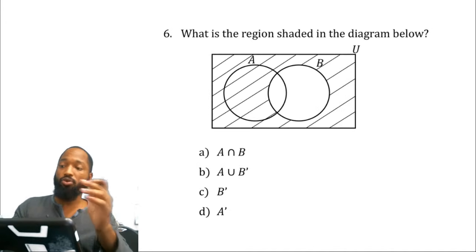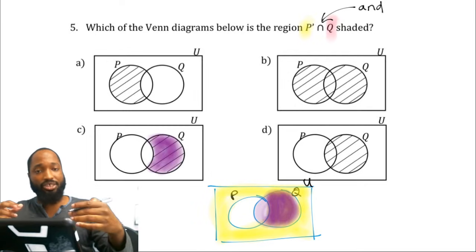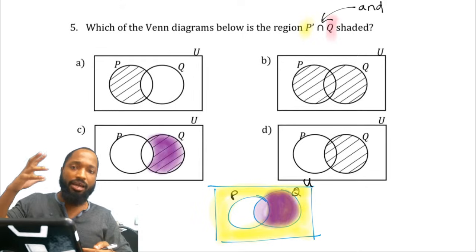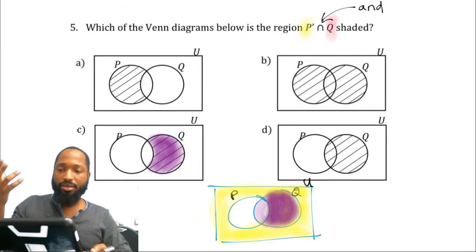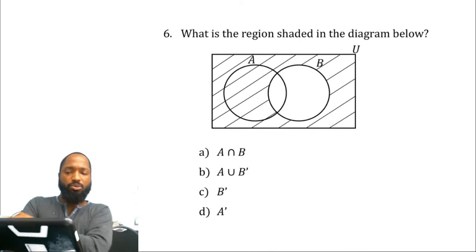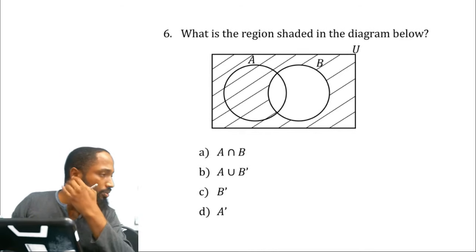Number 6. So make sure you're soaking up that question. Now you can get intersection, you can get union, and different things can play around there. We can play lots of naughty games with that question. Anyhow, answer this one. What is the region shaded in the diagram below?